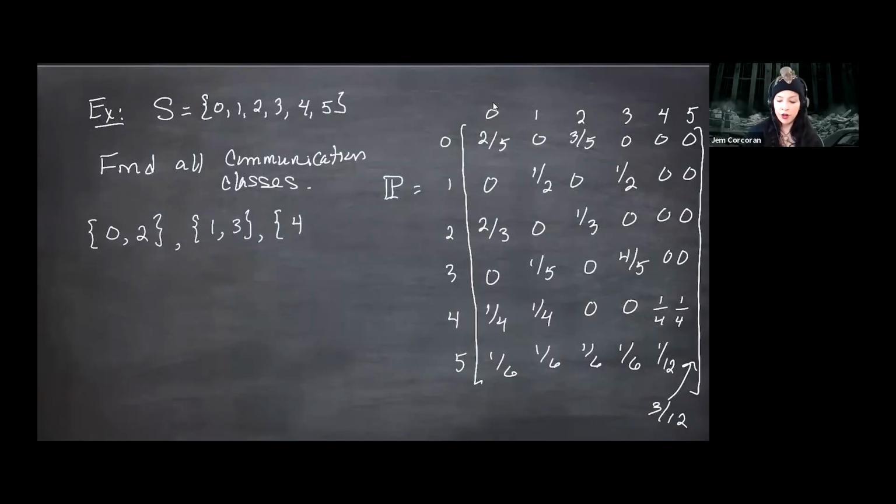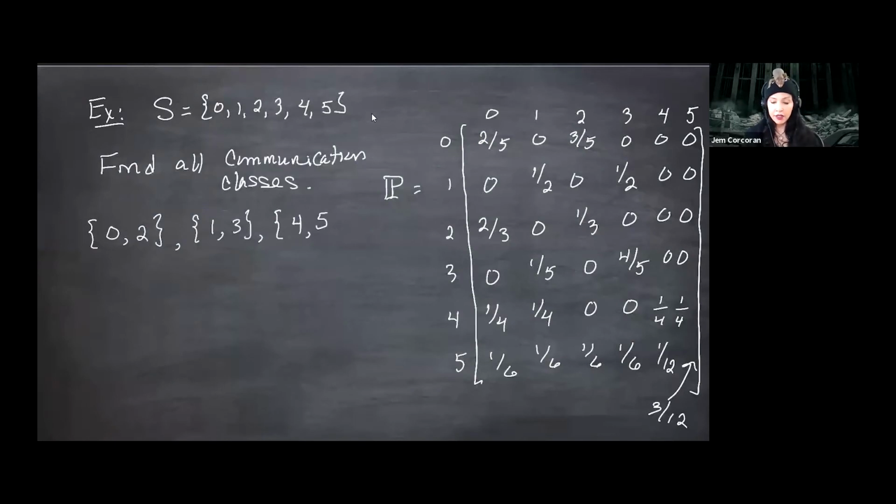From 4, I can go to 0, but we've already established that from 0, we can't go to 4, or we would have put it in the first class. And we already established that 1 and 3 can't go to 4. But looking at the 4th row, we can go to 0, 1, 4, and 5. And looking at the 5th row, we can go from 5 to 4. So I can see that we can move between 4 and 5, and those guys communicate.